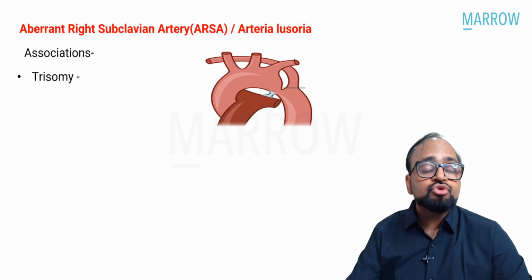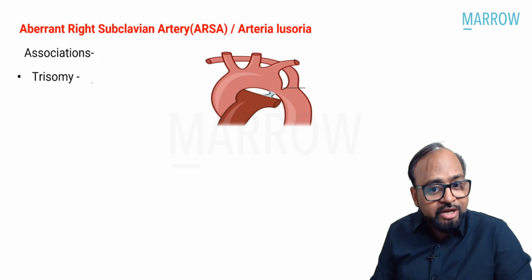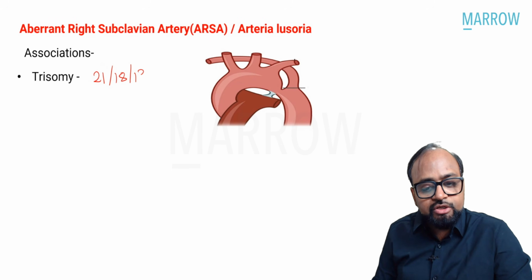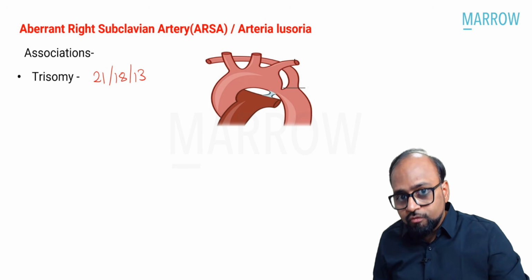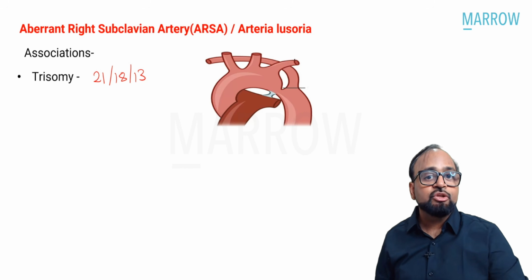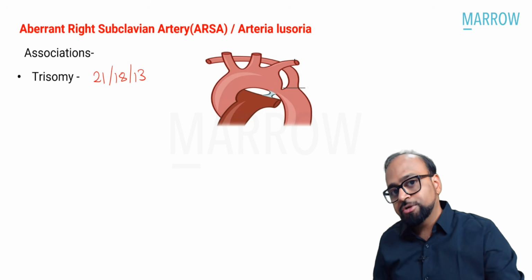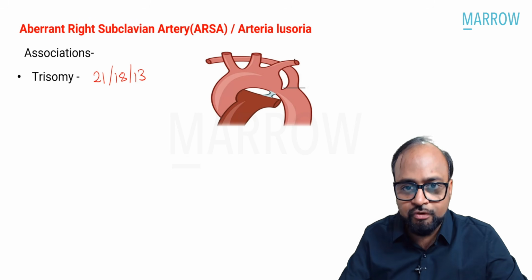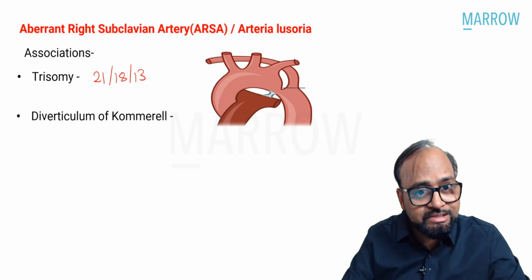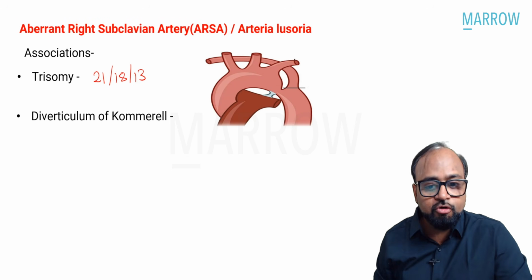So it can be associated with what? It can be associated with trisomy. So trisomy 21, trisomy 18, trisomy 13. So antenatally, when we do fetal ultrasounds, we look for aberrant right subclavian artery as an aneuploidy marker. If it is associated with any other marker, then we have to go ahead and do invasive testing, amniocentesis, for that fetus.